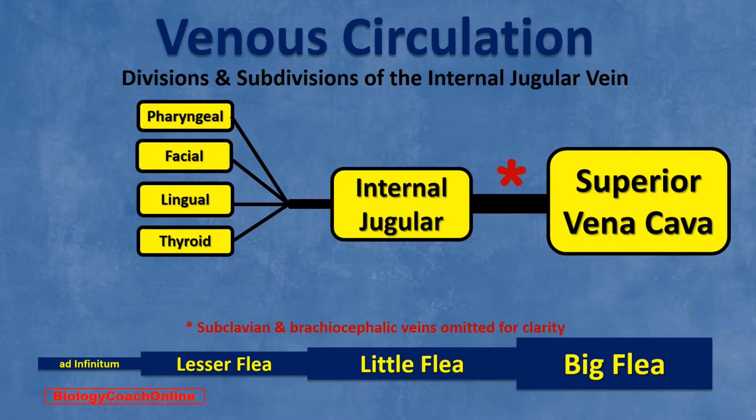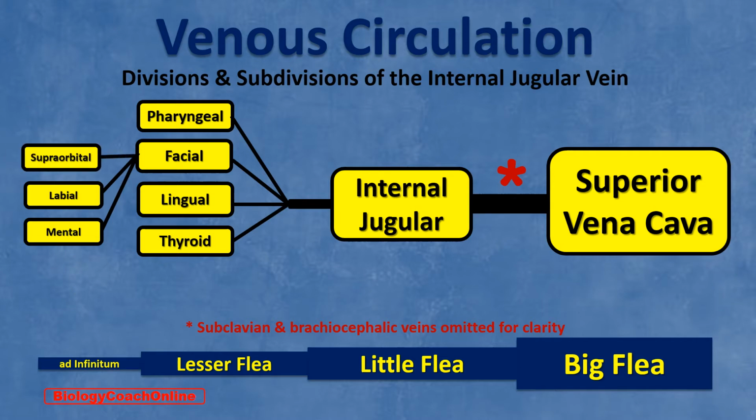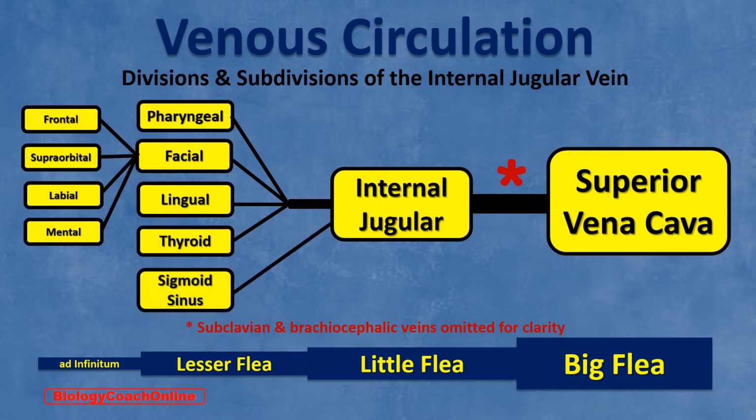Now, the branches of the facial vein that we'll identify here are the mental, which drains, of course, the tissues of the chin. The labial, servicing the lips. By the way, there is a superior labial and an inferior labial. The supraorbital, servicing the area above the orbit of the eye, and the frontal, which drains the tissue of the forehead. I also want to mention the series of vessels which service the tissues of the brain. Now they are referred to as dural sinuses, and they drain into the internal jugular vein by way of the sigmoid sinus. I mention them here and we'll examine them closer in the next lecture.